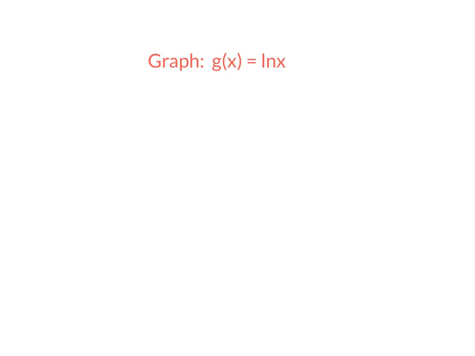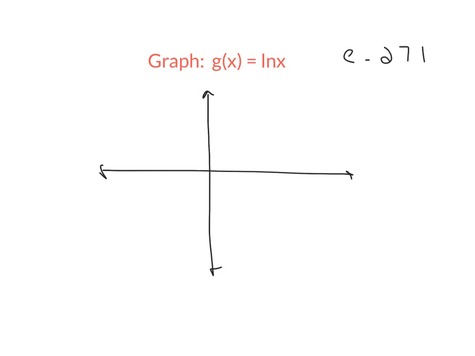All right, last thing here. Graph natural log of x. Okay, so that's still a log. The only difference is the base is e. All right, so remember, e is really 2.71828, and it keeps on going. That's what e is.